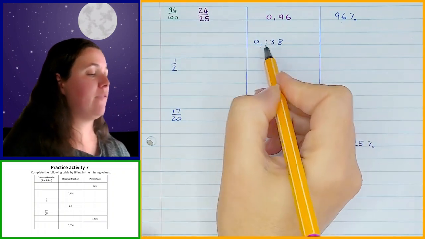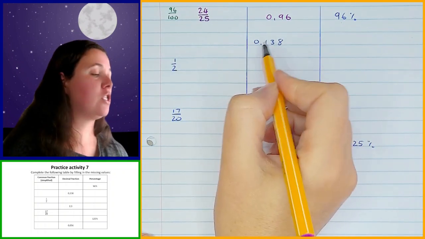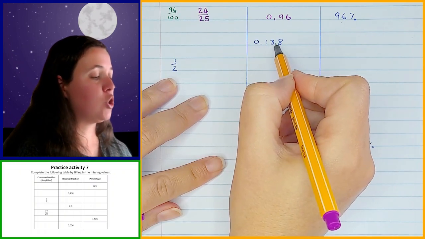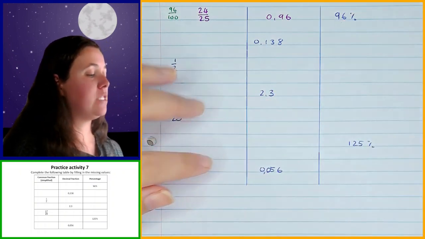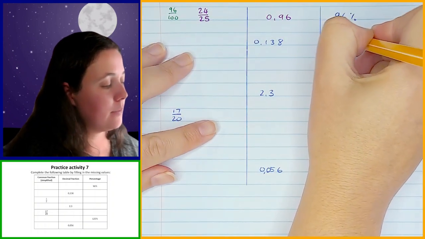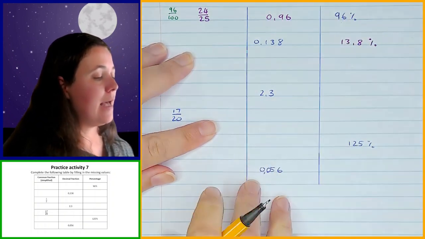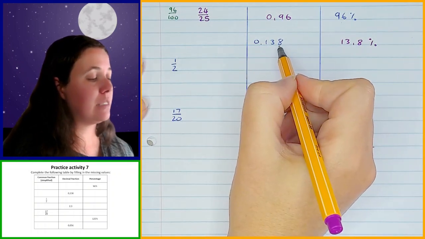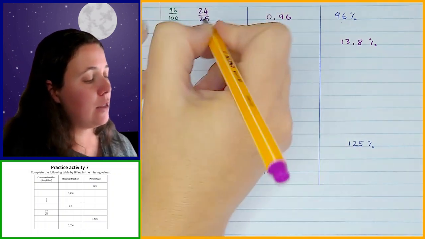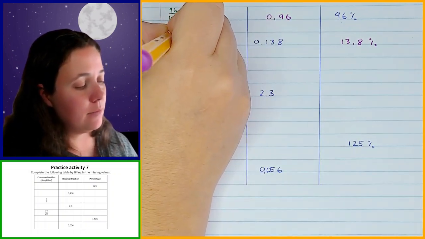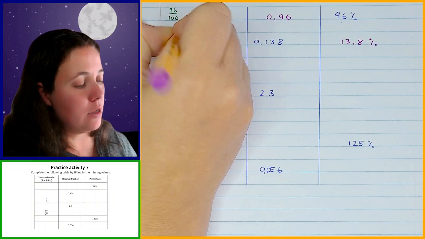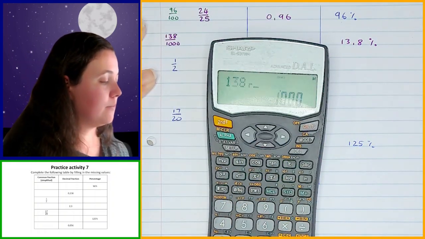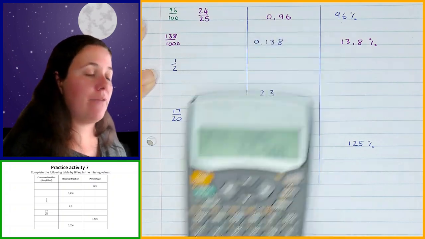Okay, the next one we were given the decimal. So here we have to convert it to a percentage. When you convert it to a percentage, you move the decimal point two places the other way. So it's going to be 13.8%. And then when I write it as a common fraction, this is over 1,000 because it's in the thousandth position. So it's going to be 138 over 1,000, which we can simplify. 138 over 1,000 gives us 69 over 500.